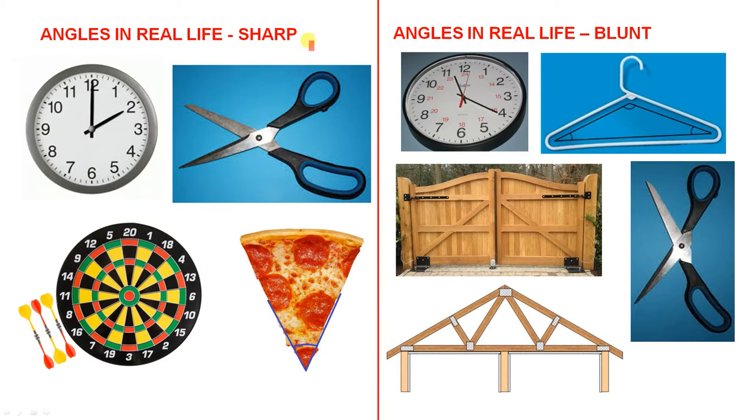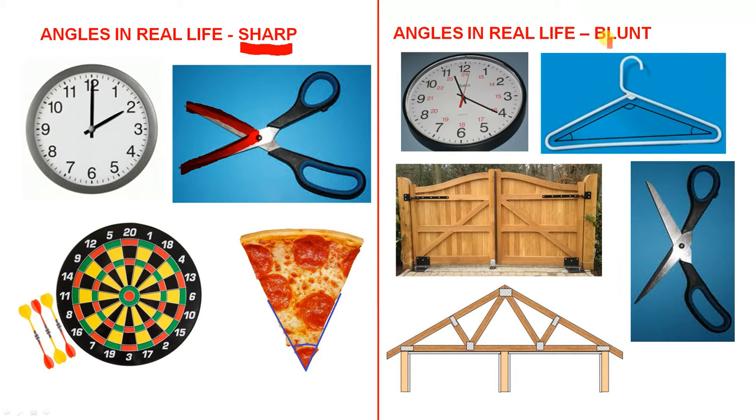Angles in real life, let's look at the sharp angles first, the sharp ones. If you look at the two hands of the clock, that's a perfect example of a sharp angle. It's a small angle, and that's a sharp point there. If you look at the two cutting edges of the scissors, just those two there, that's a small angle, and that's a sharp angle. Each of these sections here on the dartboard, they're quite small, aren't they? Those angles. So they're examples of sharp angles. When you cut out a small piece of pizza, that is definitely a sharp angle.